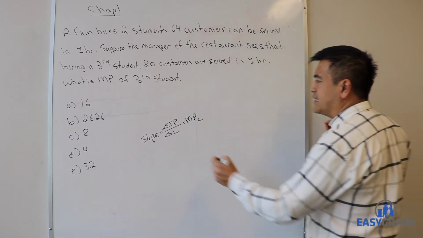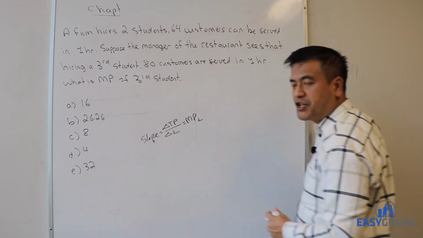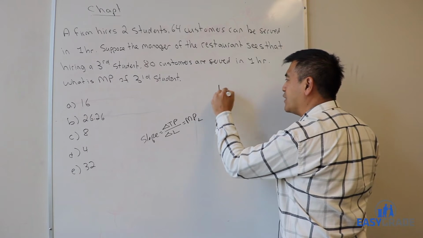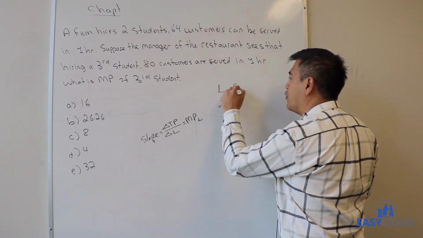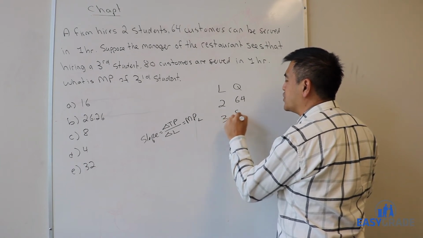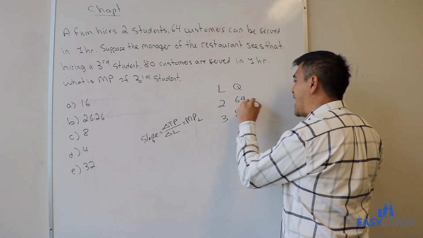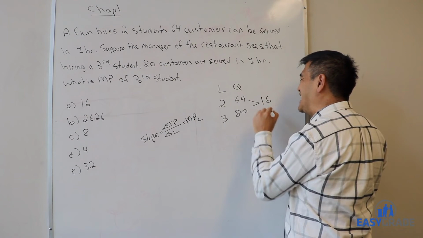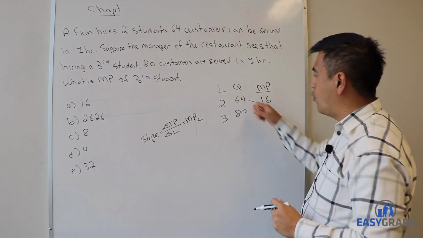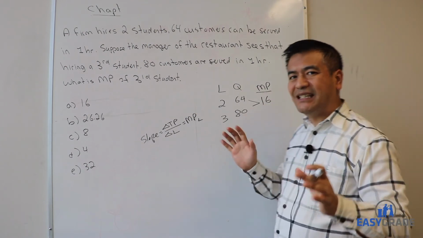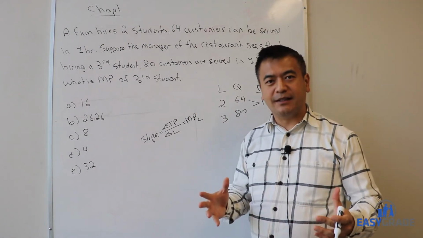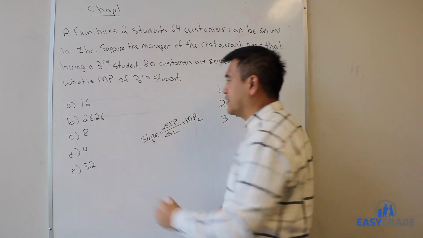Once again, it is the change in output over the change in labor. And you can do this easily by seeing that with 2 workers, our total output will be 64. With 3 workers, we can serve 80 customers, and that's an additional 16, and that is called the marginal product of labor. 1 more worker produces 16 more units of output. Marginal product of the 3rd worker is 16, and therefore the answer is A.